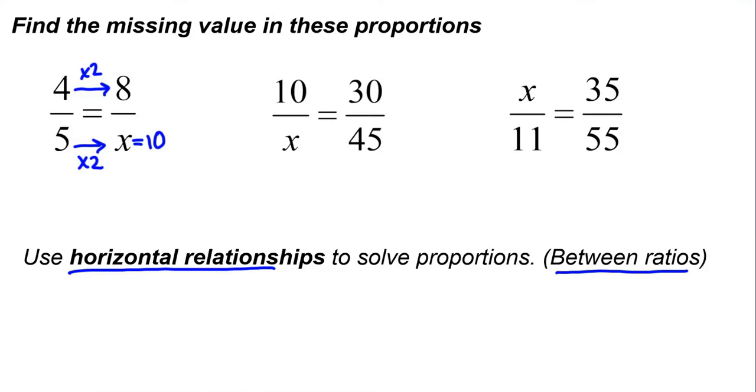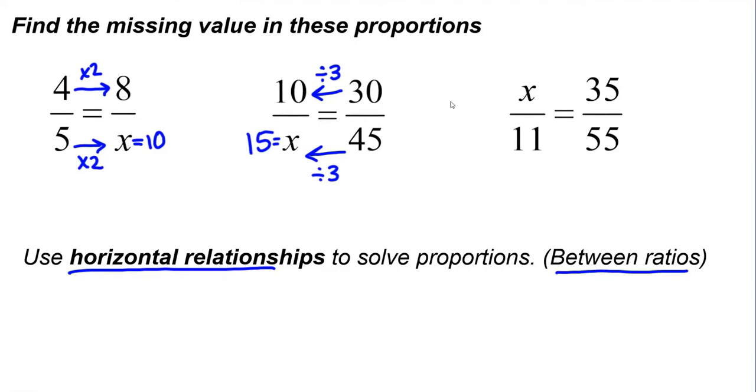In the next example, if you look in the numerators, you'll see there's a relationship here from 30 to 10, and we can divide 30 by 3 to get 10. So that means the same relationship must exist between the denominators. 45 divided by 3 will tell me what x is, and 45 divided by 3 is 15. So my missing value in this proportion is 15. So 10/15 is equal to 30/45.